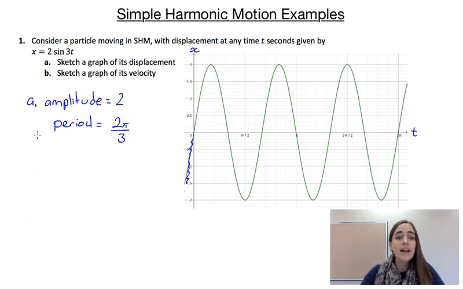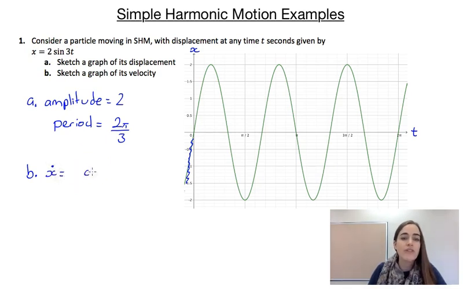All right, for the second part, it asks us to sketch a graph of its velocity. So its velocity is going to be the derivative. So if we differentiate this, we know that sine differentiates to cos, so we'd have cos 3t. But we also know that we need to multiply by the derivative of this. So instead of having a 2 out the front, we'd have 2 times 3, which would give us 6. So for this graph, our amplitude would be equal to 6. So we're going between 6 and -6 this time.